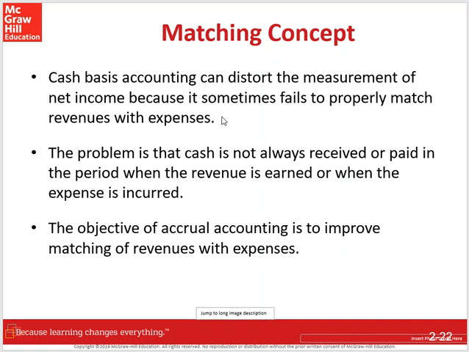So that would be an example of how somebody might use cash basis to intentionally manipulate their net income and actually deceive the reader of the financial statements, which we have all kinds of problems with. So the problem is that cash is not always received or paid in the period when the revenue is earned or when the expense is incurred. So some of this can just be accidental distortion, but in my example, I explained how we could use cash basis to intentionally manipulate our accounting. And to me, a basis of accounting that is wide open for that type of manipulation is problematic in and of itself. The objective of accrual accounting is to improve the matching of revenues with expenses. Remember that little nugget. I think you have a test question on that.